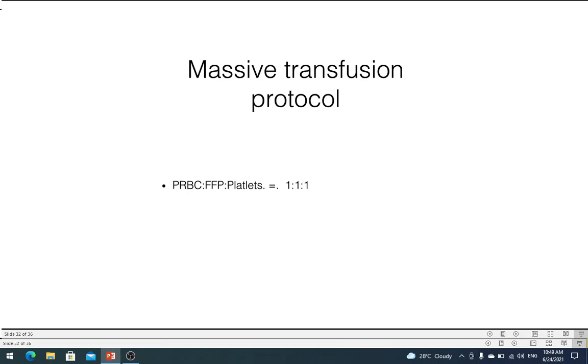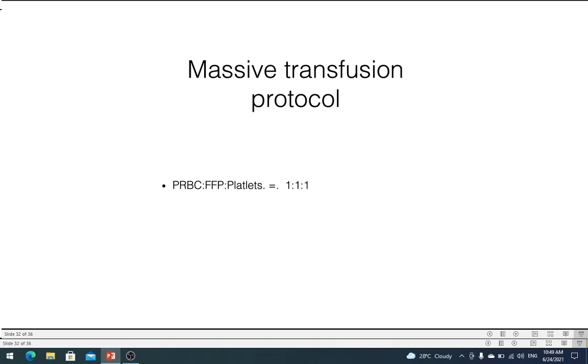When you give blood components, you are giving RBCs. But when you give RBCs, you will not give RBCs alone. Along with that, you will give fresh frozen plasma and platelets in the ratio of 1:1:1. So for each unit of packed RBCs, you will give 1 unit of fresh frozen plasma and 1 unit of platelets. This ratio was different in the past. This is the present ratio that is followed.